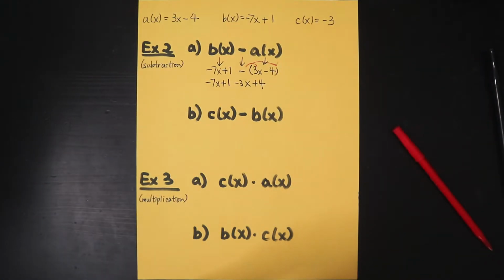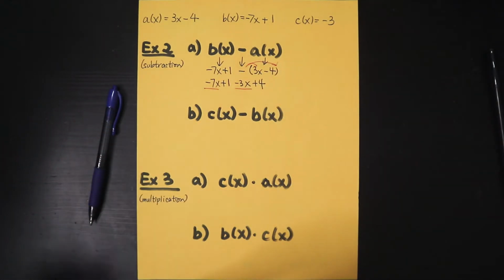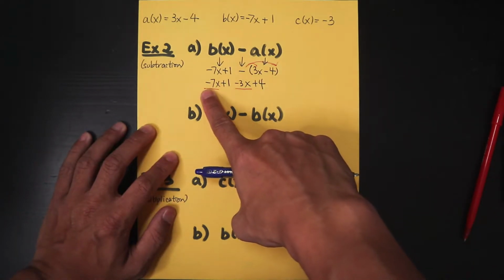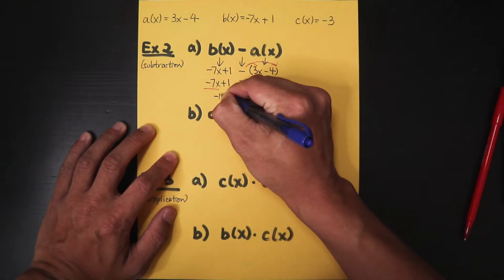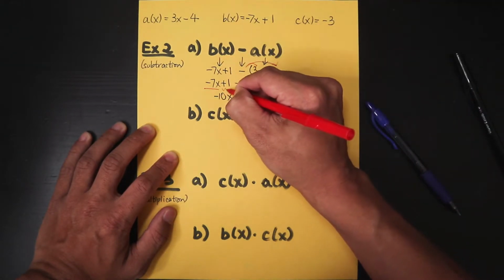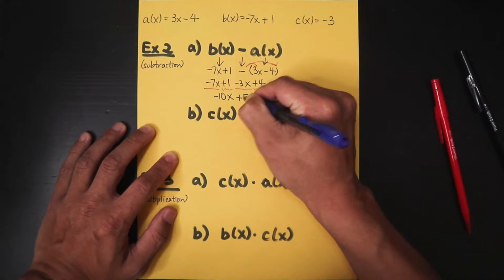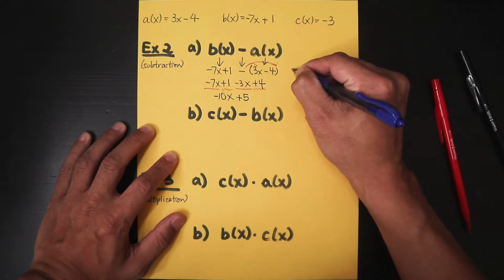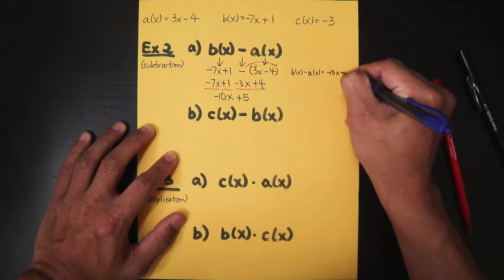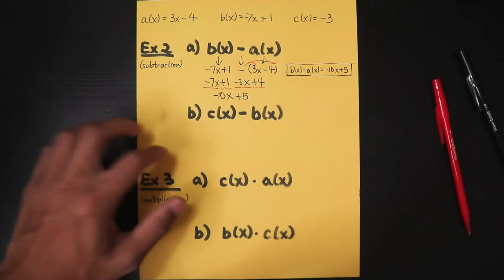And from there, you combine like terms. Out of the 4 terms, I see that negative 7x and negative 3x are like terms. So you combine them: negative 7 minus 3 is negative 10, so negative 10x. And then after that, 1 plus 4. The positive 1 and positive 4 are like terms. So 1 plus 4 is 5, so positive 5. That means you're going to write your answer as b of x minus a of x is equal to negative 10x plus 5. And that's your subtraction of b of x minus a of x.